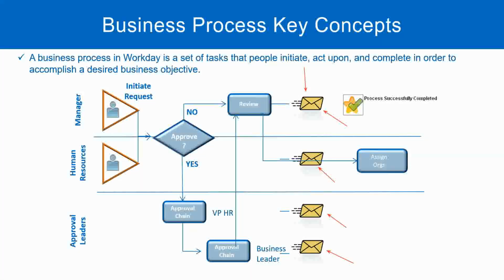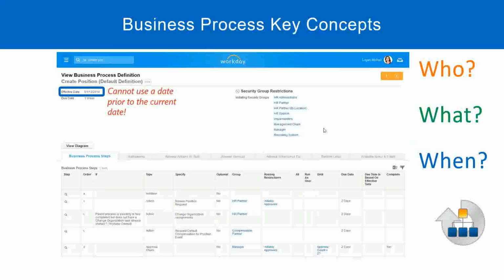So to understand business processes, we need to understand what a business process definition talks about. A business process definition talks about who can do what and when. So it has 3 questions. If we ask these 3 questions, then we will get our answer to the business process definition. Who can do what, and when are they doing?